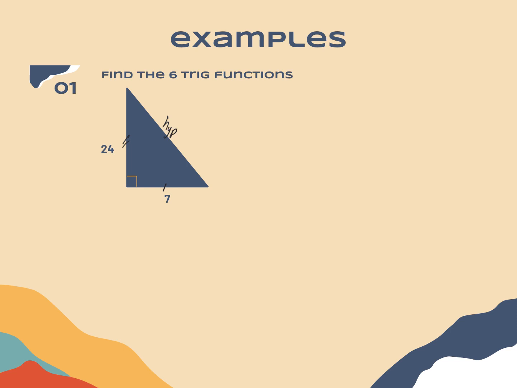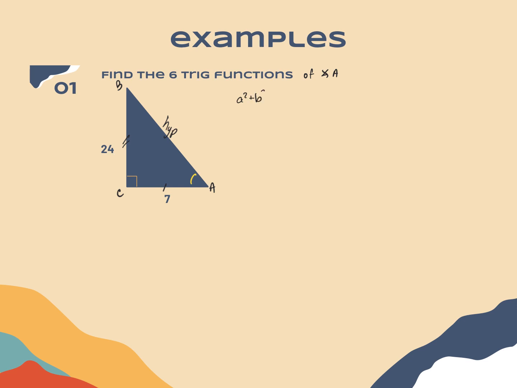So let's just name this triangle A, B, and C, and let's find the 6 trig functions of angle A. Okay, it's always the trig functions of the acute angles. So it's either A or B here. So the first thing we're going to have to do is figure out what our hypotenuse is. And so you can use the Pythagorean theorem for that.